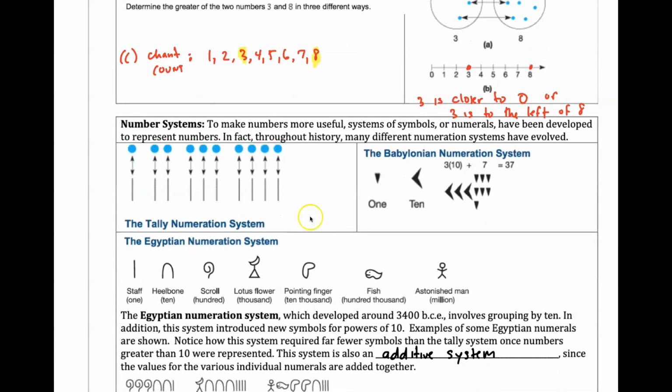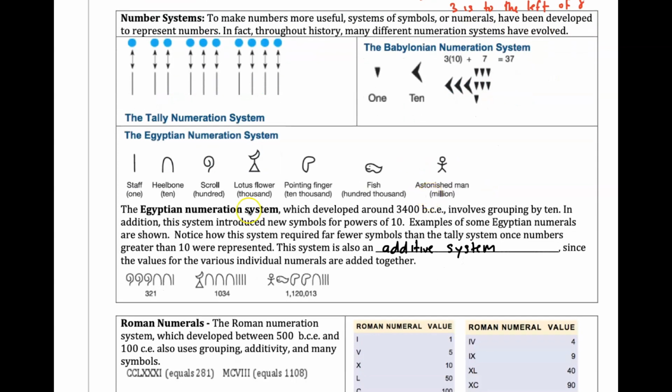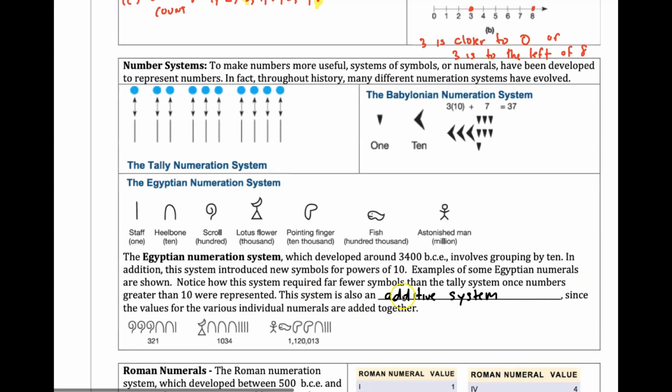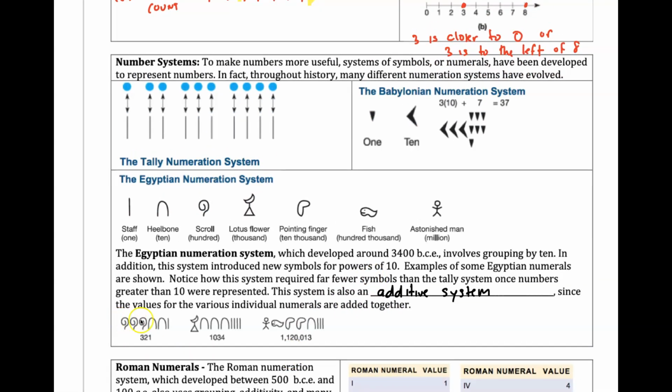And so we have the tally system, which is a basic system. You can count how many, and that represents the amount. Babylonian numeration system, again, interesting symbols here. Egyptian numeration system, how it's used. You have these symbols and their meaning to the values. And this is an example of an additive system because you take your symbols and just add them together.